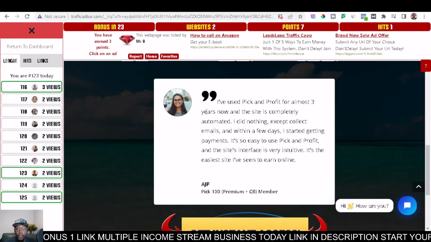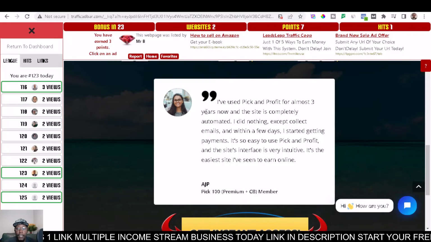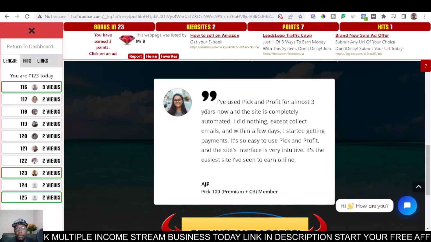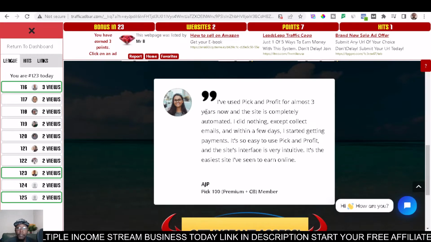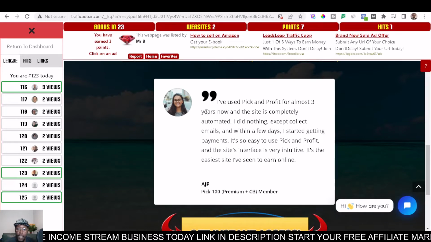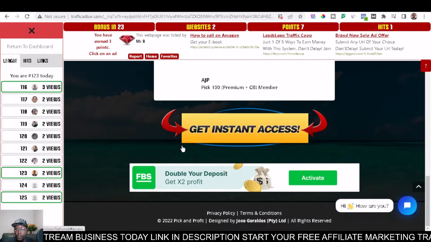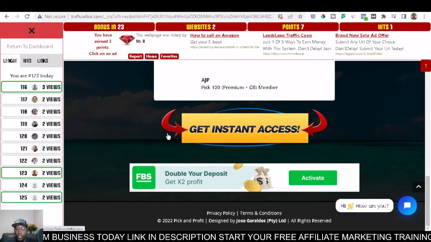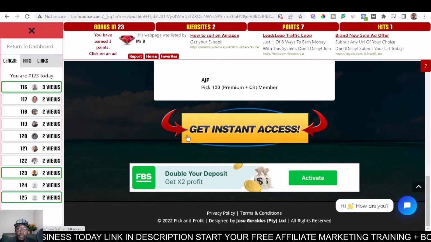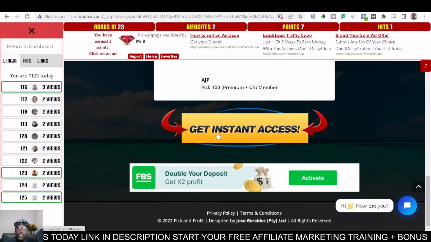All right, and that gives you an idea of if there's actual people that have been using this product or service, and if they've actually been successful. So that's good to have a testimonial on the page. And now, since that's the end of the page, we're going to click the Get Instant Access, and let's see where it takes us.